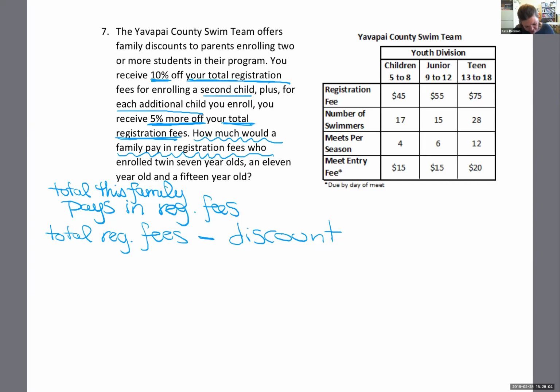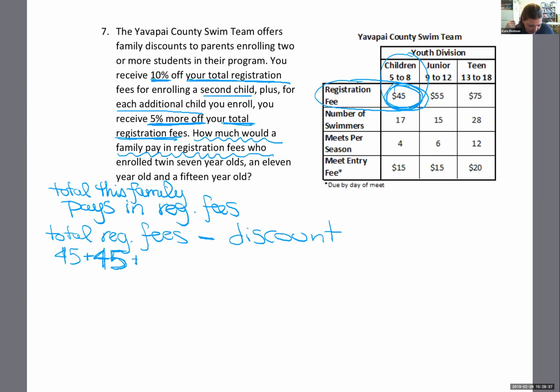Okay, let's go finding our total registration fees. Okay, so we are enrolling some children. The first looks like we want to enroll twin 7-year-olds. Maricela, how much would we pay for twin 7-year-olds in registration fees? $45 for each one. Absolutely. So I see registration fees. A 7-year-old would fall in the 5 to 8 range. So we're looking at $45 for each one. I like that Maricela said each one because there are twins. There's 2 of them. Don't miss that word just because it's not a number. So twins, I'm going to pay 45 and 45.